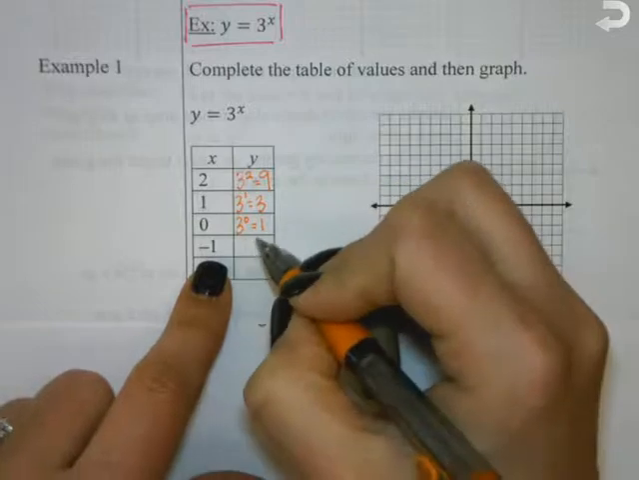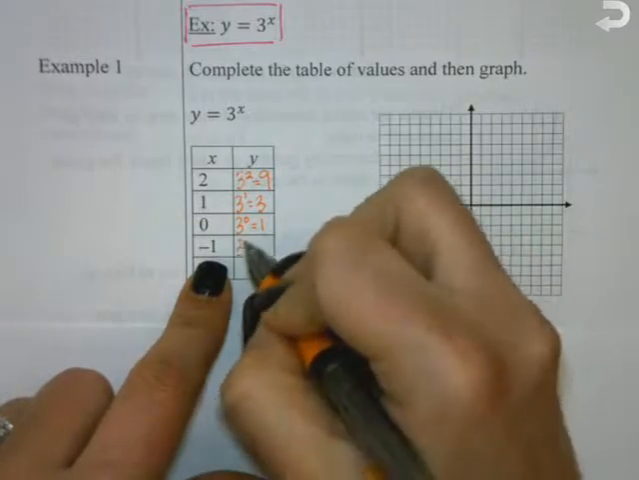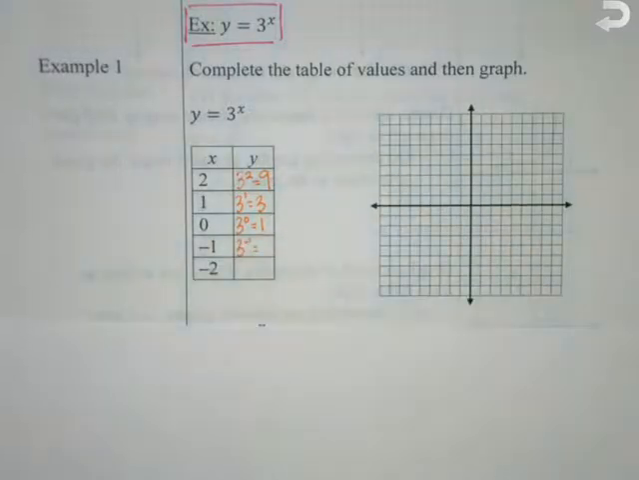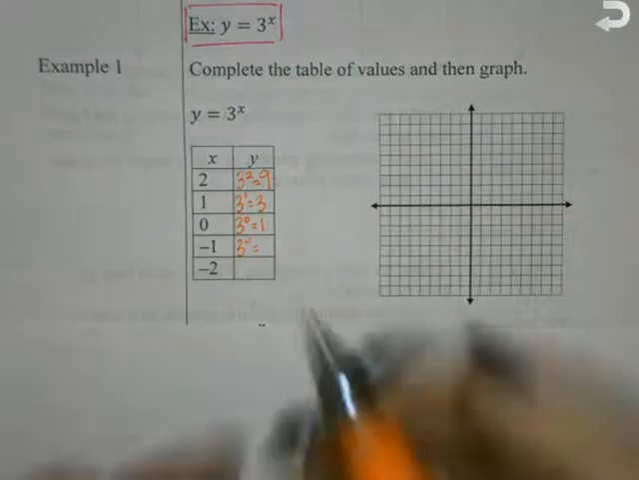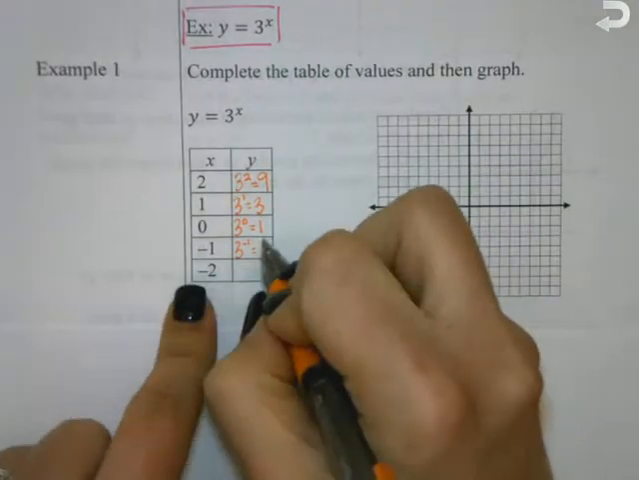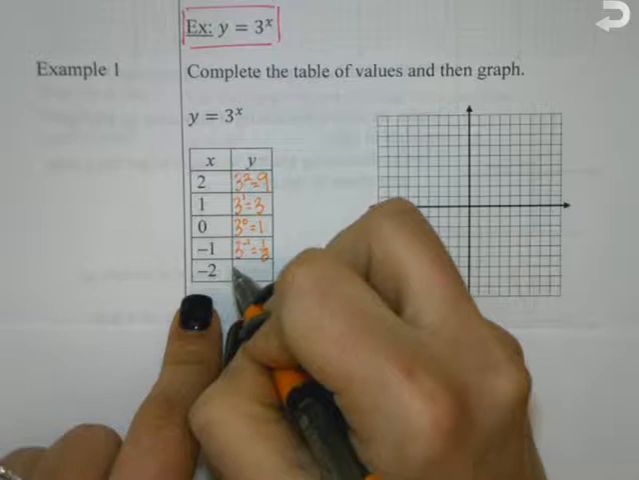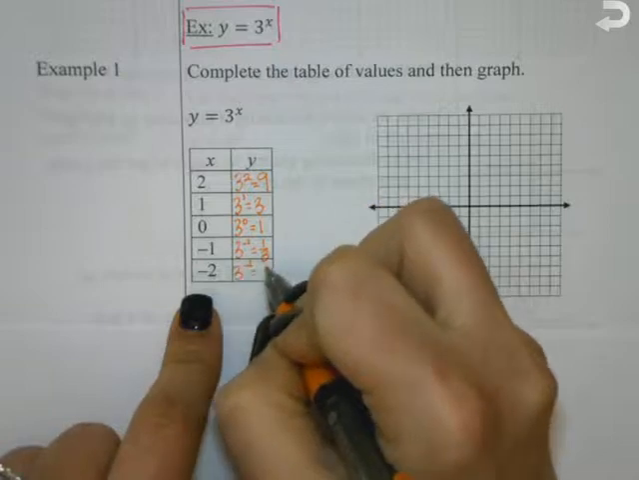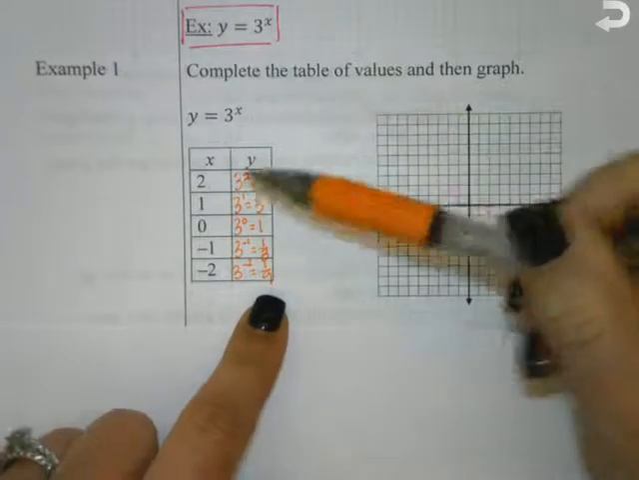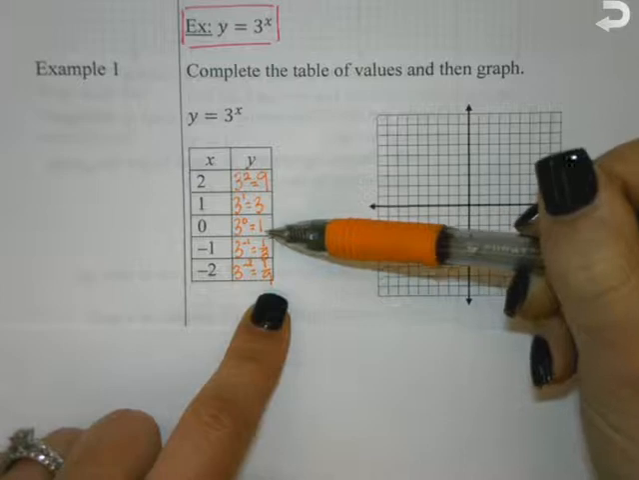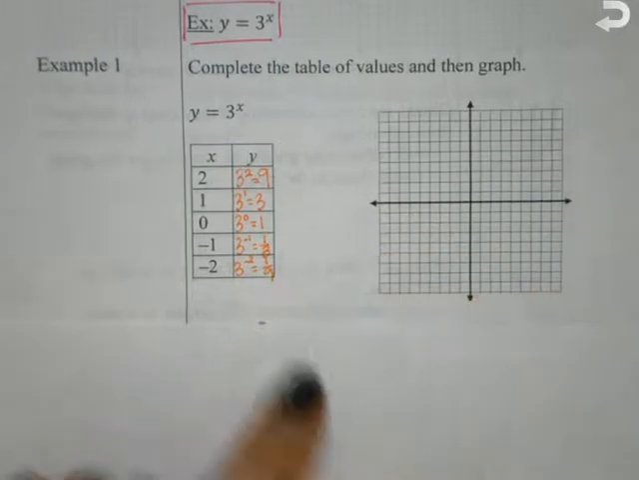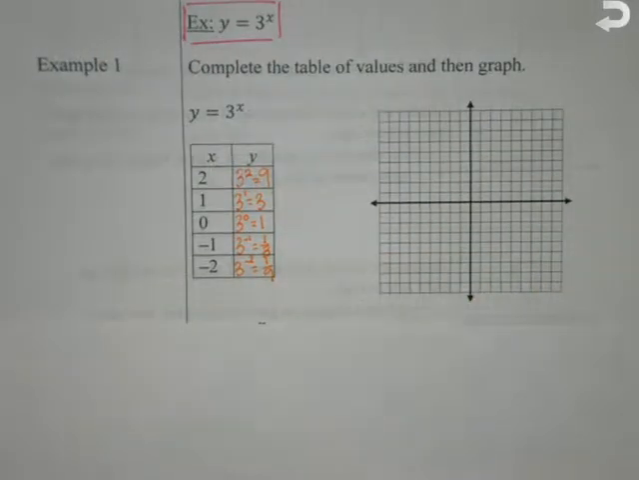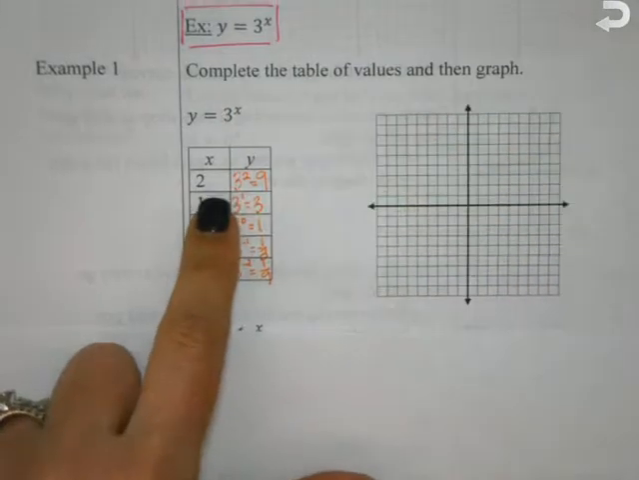Now, when I start getting into the negatives, remember, this is 3 to the negative 1. What does a negative exponent mean? Reciprocal. So 3 to the negative 1 is going to give me 1 over 3. And 3 to the negative 2 is going to give me 1 over 9. Isn't that interesting? 9, 3, 1, 1/3, 1 over 9. So you just start taking the reciprocal of the others. So to graph this, we're just going to graph it the same, x comma y.